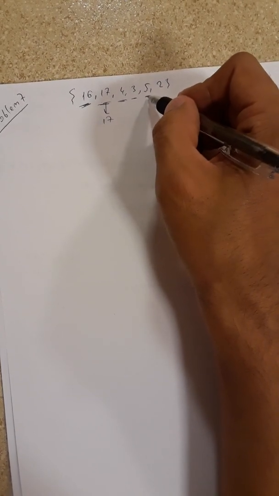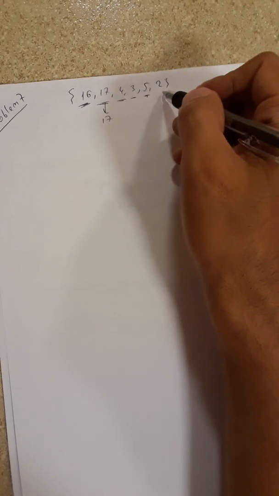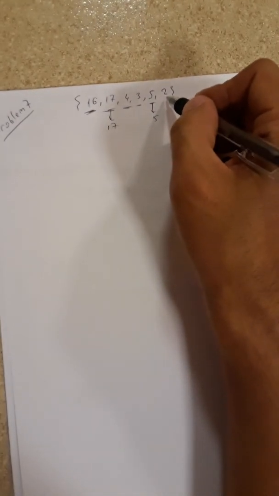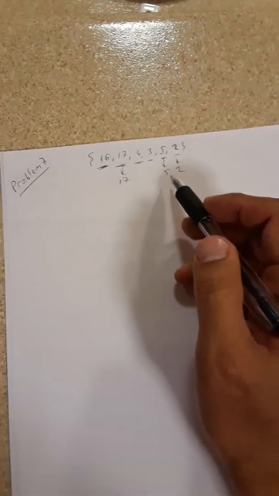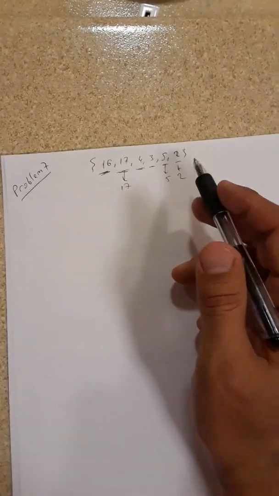We now pick 5 and check if it's greater than the other elements on the right side. It is, because there's just one number left, which is 2. Also, the last element is always a leader, so we print 17, 5 and 2 for this particular example.